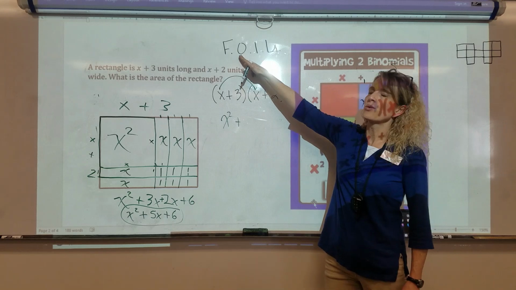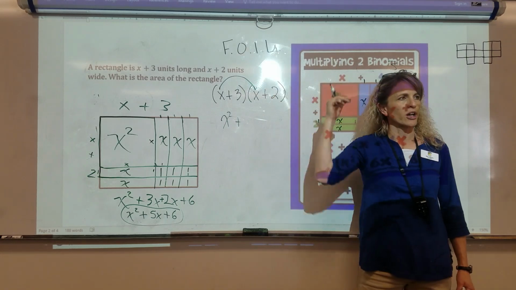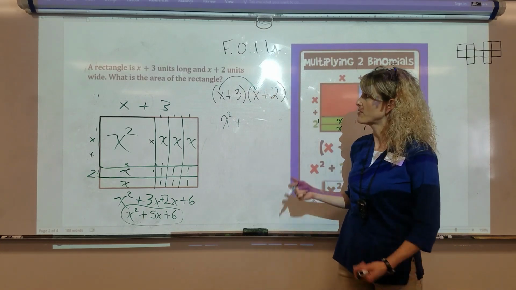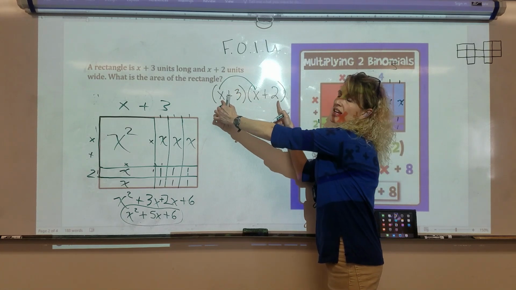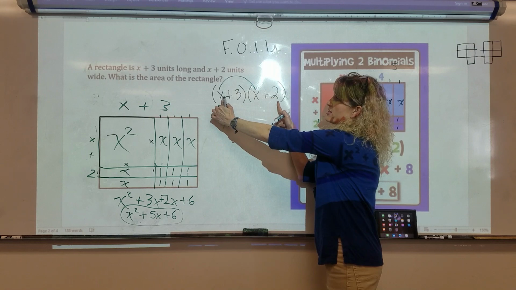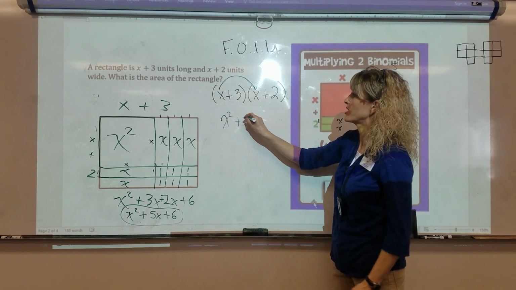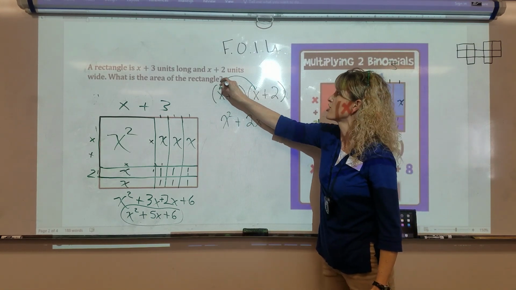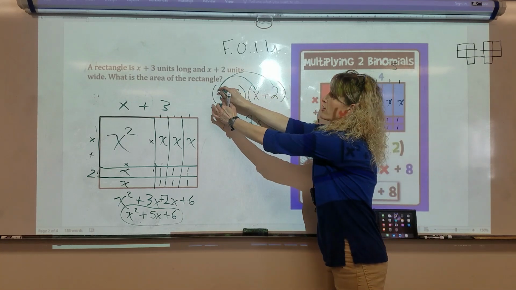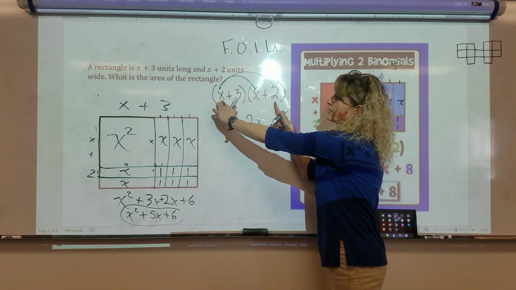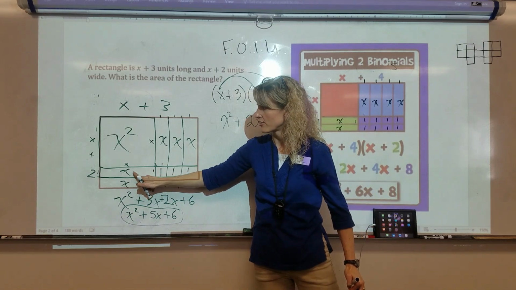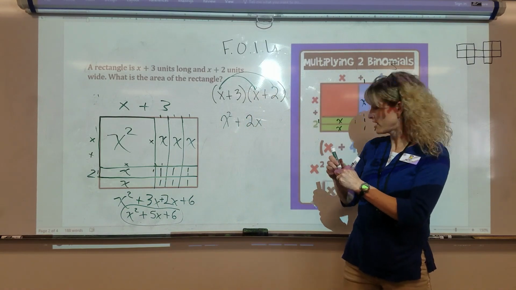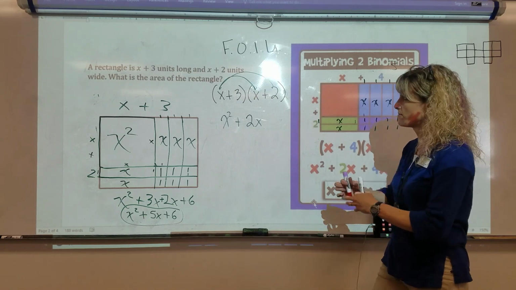O stands for outside. What that means is I take, in my two parentheses, my outside terms, the x and the 2, and I multiply them. So I get 2 times x, and I always draw an arc so I can keep track of these are my outside ones. Did I do that down here? Did I have 2 x's right here? Perfect.